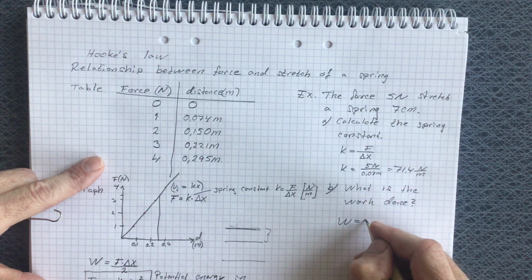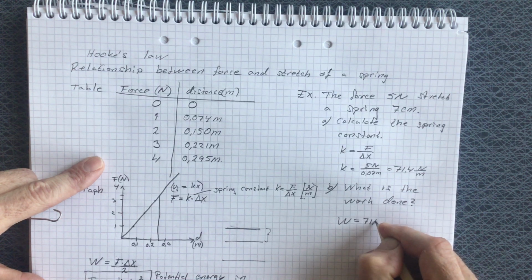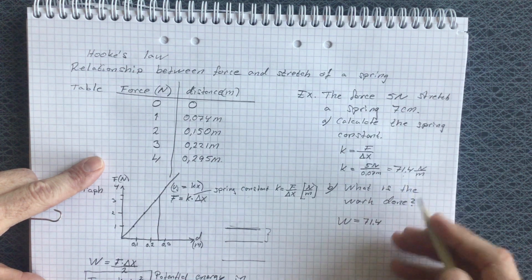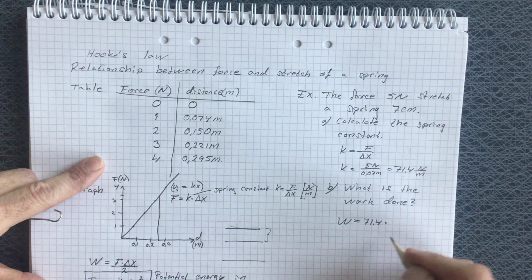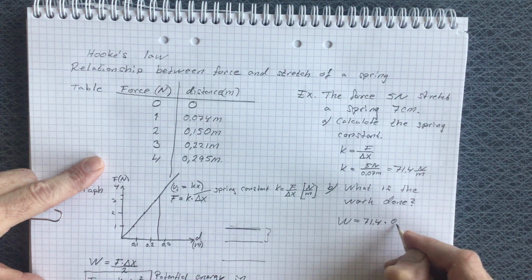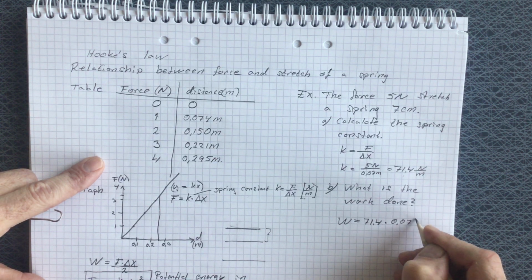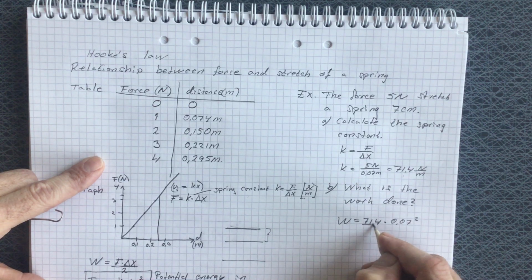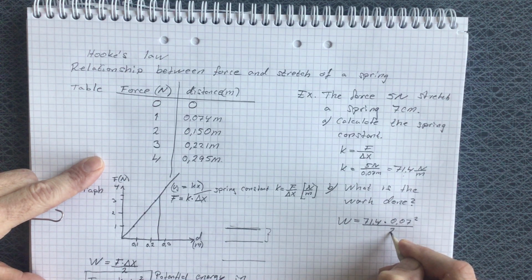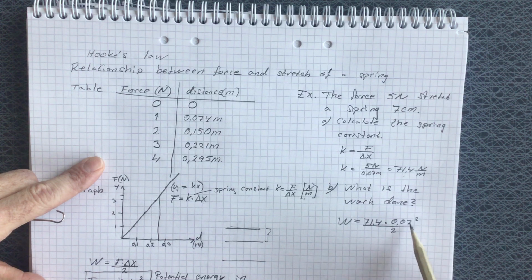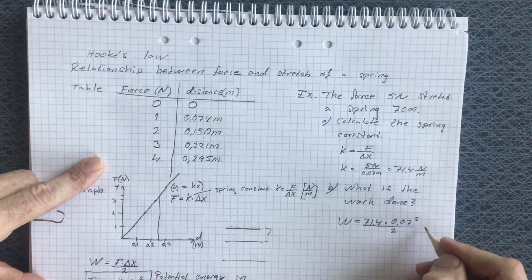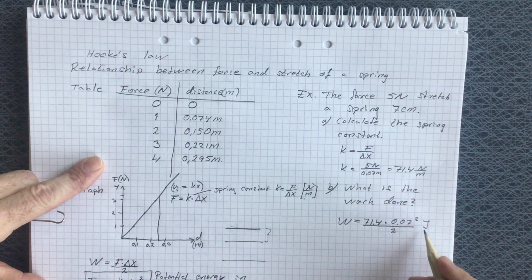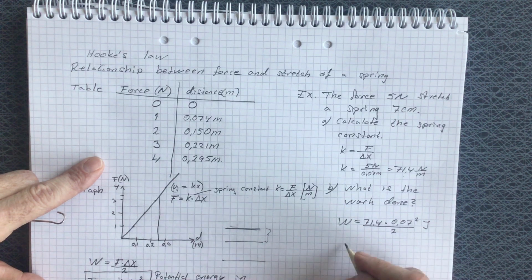K is 71.4. That's my value for K. Multiplied with the stretch, and that is 0.07 squared, divided by 2. Now it is important that this stretch, this length, is in meter if you want the unit to be in joule. If you have it in centimeter, you won't get joule.